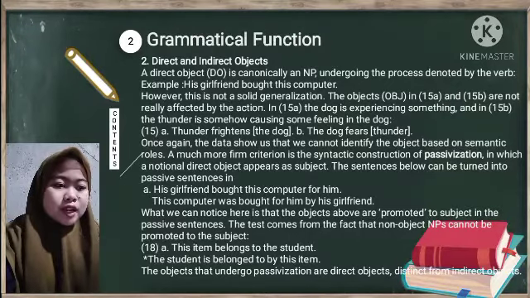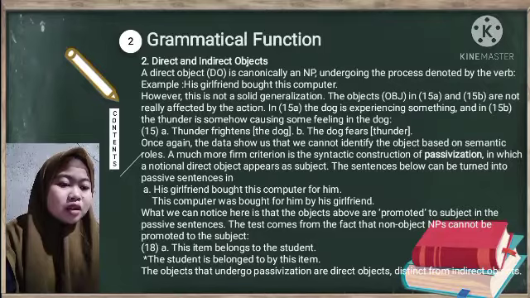Number 2, direct and indirect object. A direct object is canonically a noun phrase undergoing the process denoted by the verb. Example: his girlfriend broke his computer. However, this is not a solid generalization. The objects in 15a and 15b are not really affected by the action. In 15a, the dog is experiencing something, and in 15b, the thunder is somehow causing some feeling in the dog.